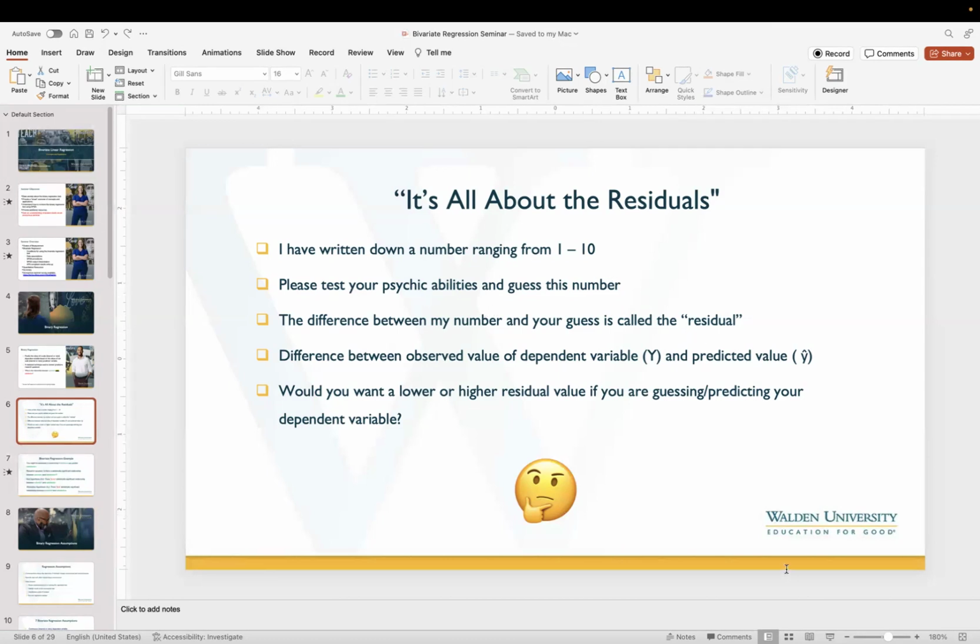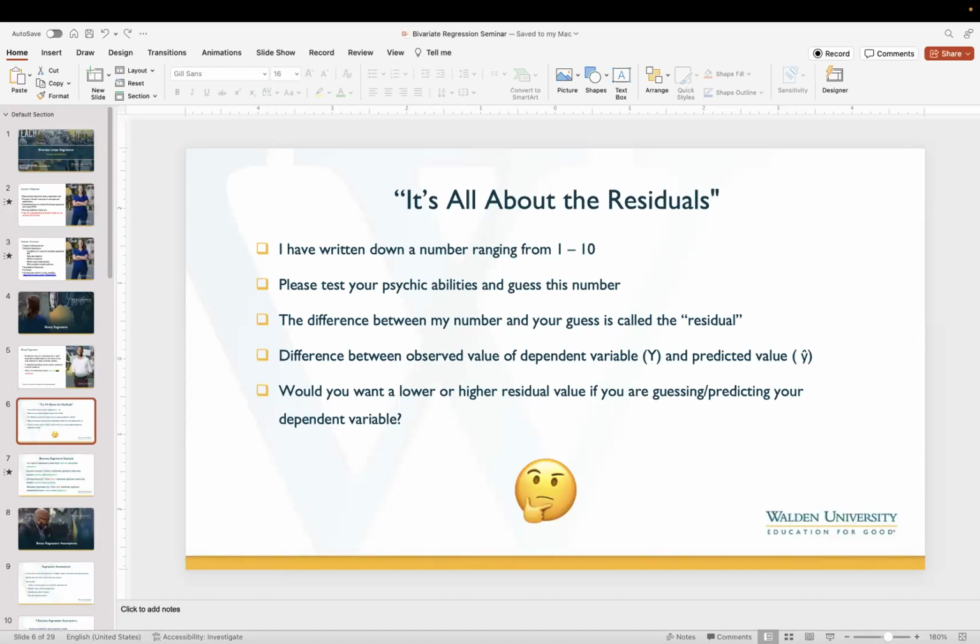And I'm going to type that in the chat. My number was 3. Okay? So now take the difference between the guess and the real number and type that in. Okay, fantastic. That difference that you have just typed in is called the residual.